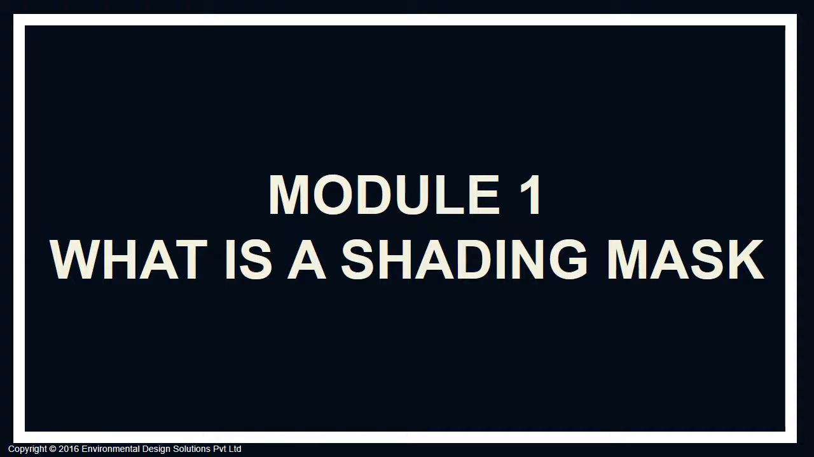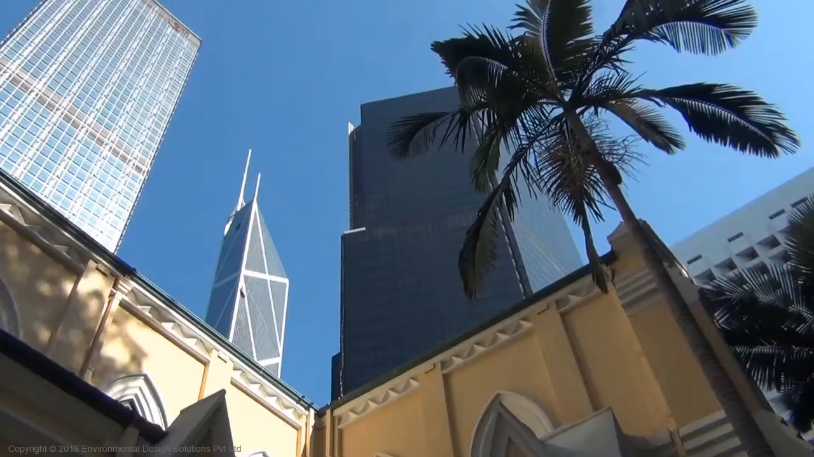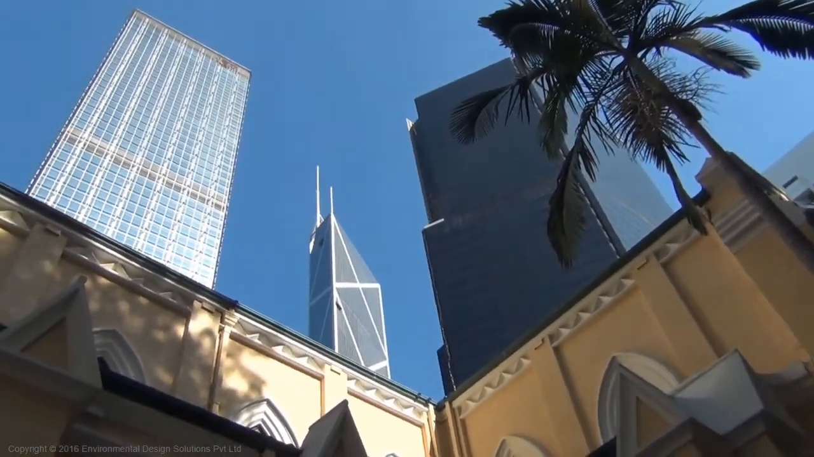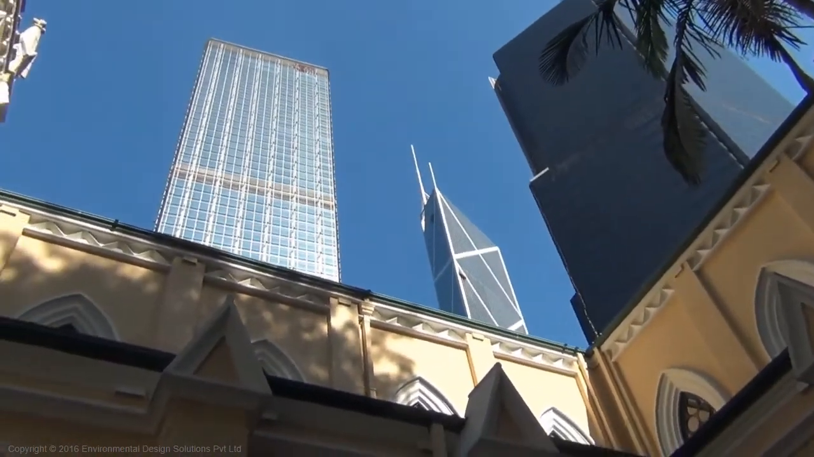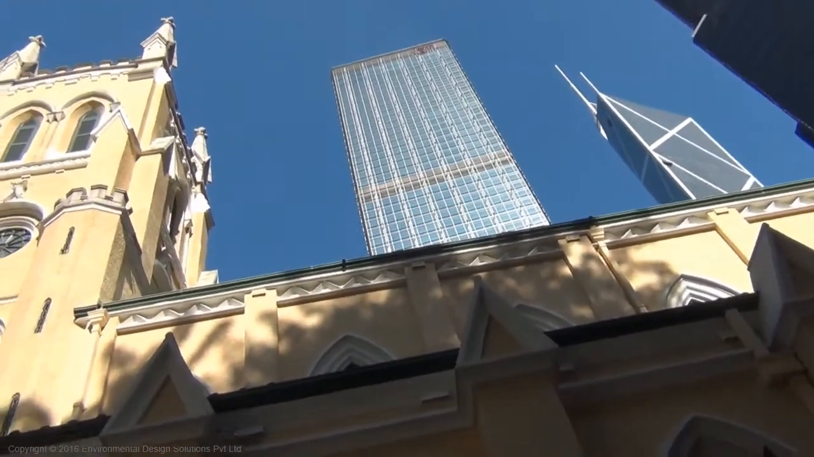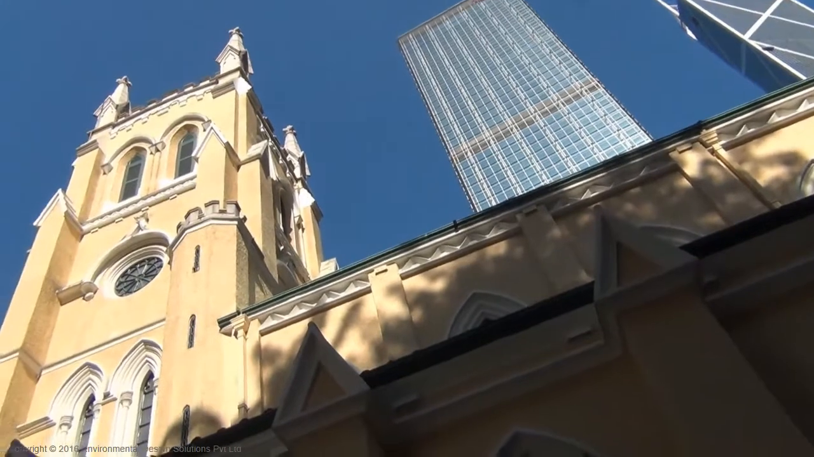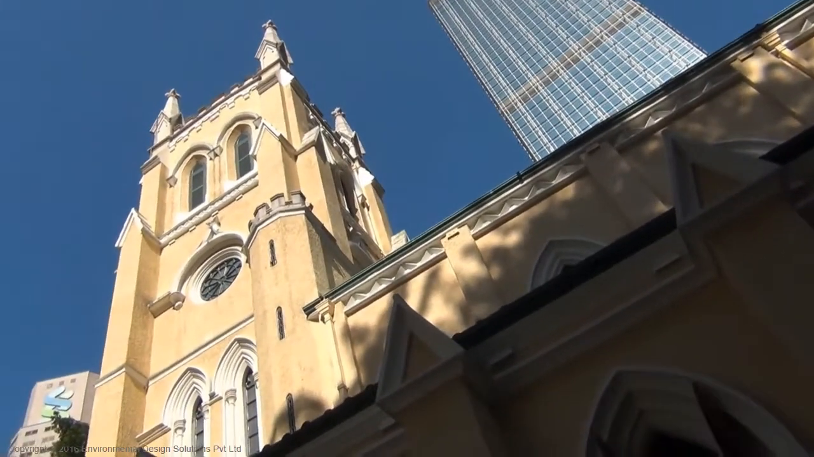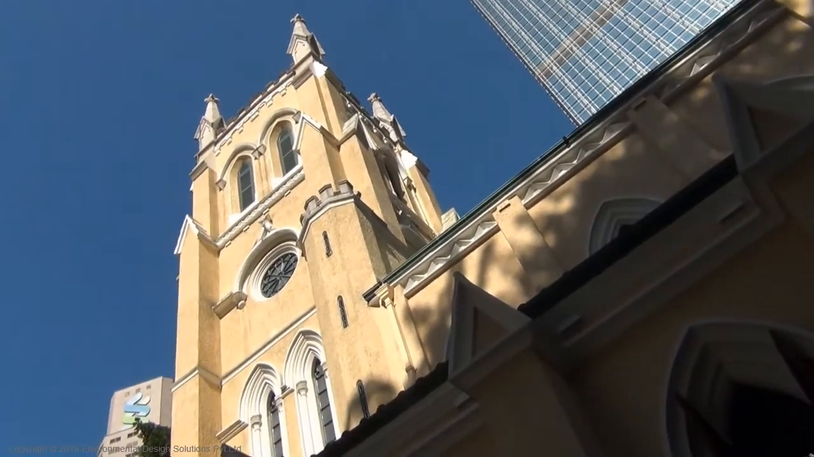Let's first understand what exactly is a shading mask. I'm standing in a place and viewing buildings around me. Say, I'm going to design a building here. So I'm going to have a permanent view of buildings around. What that means is I cannot see a portion of sky from my current location.